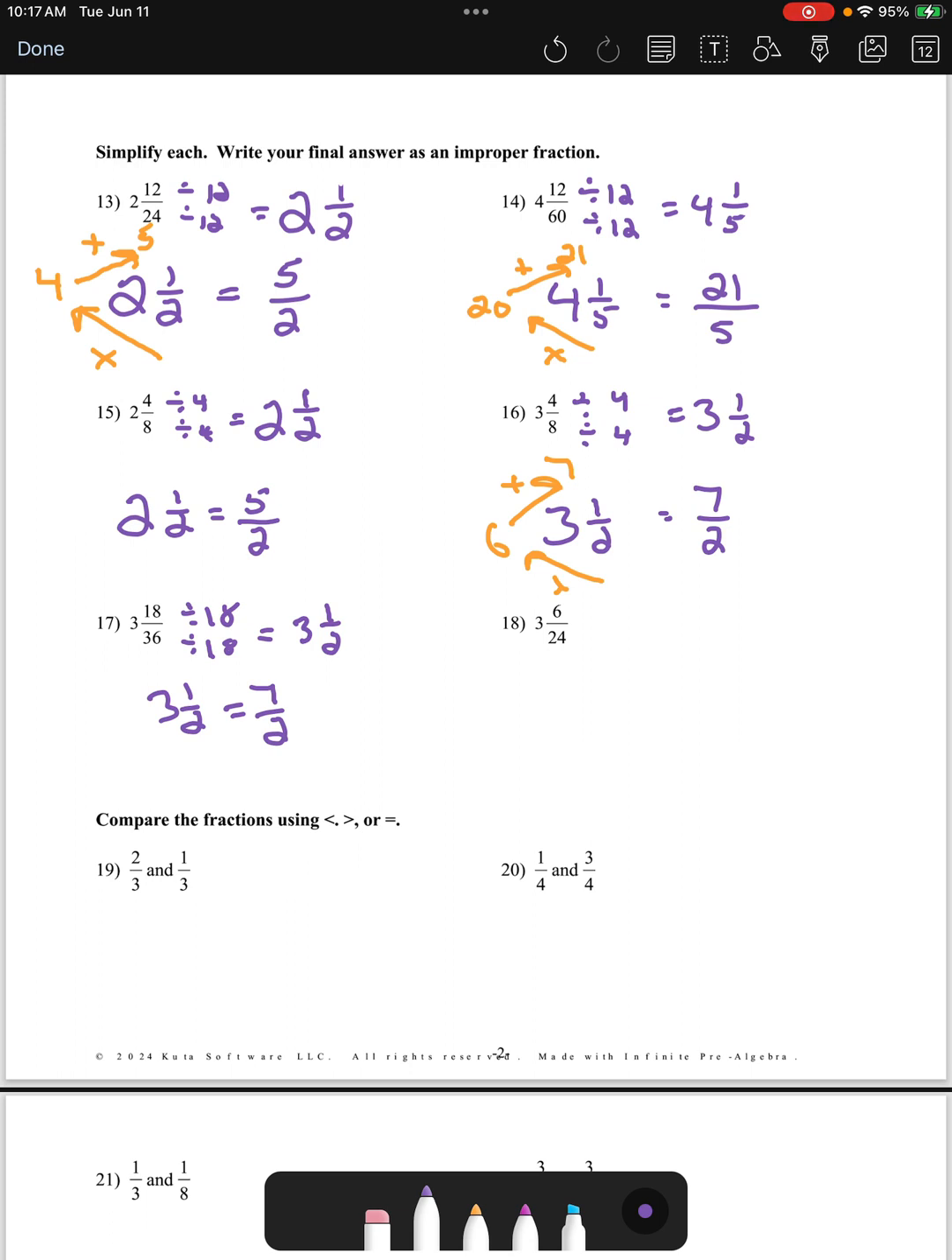18 and 36 will actually both divide by 18, getting us 3 and 1/2. And we know from literally our previous problem that 3 and 1/2 is 7/2.